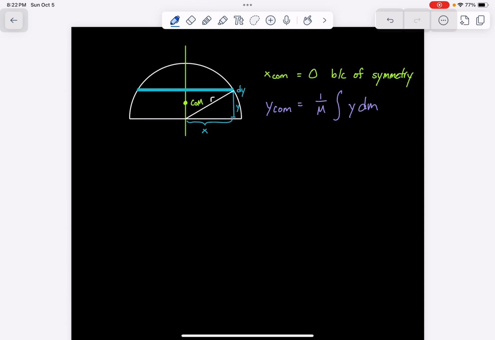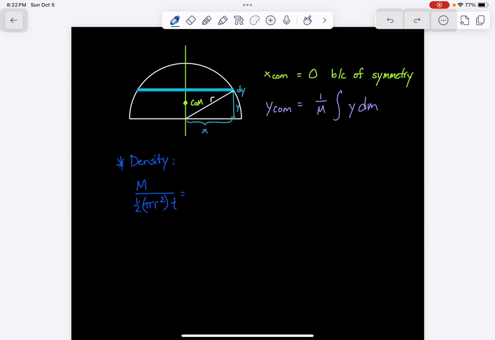So the x center of mass is easy. It's going to be 0 because of symmetry. Y center of mass, we start with the equation 1 over m integral y dm, where we take a horizontal slice, and the x position is actually only half of the entire rectangular slice.